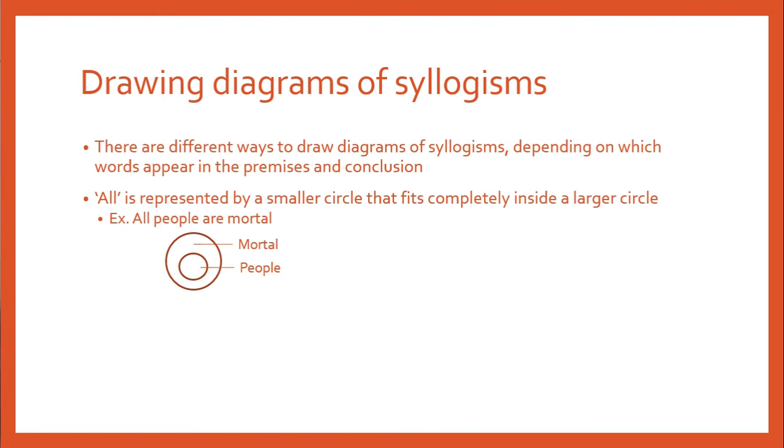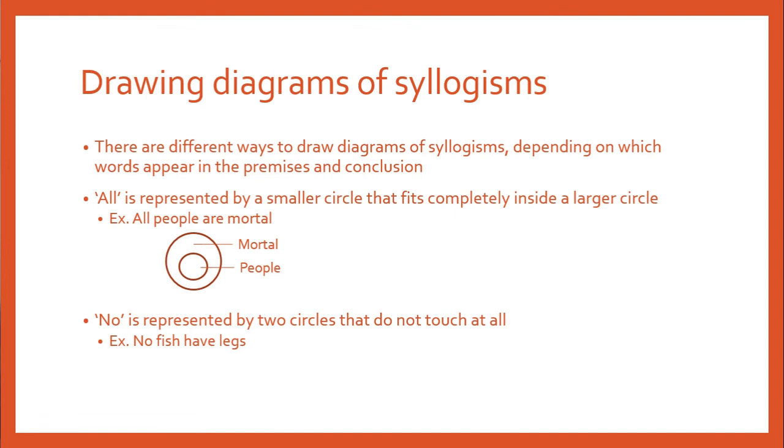So in any case where you have "all something are something," your "all" is going to be the smaller circle. So if you had "all computers are electronic devices," your small circle would say computers, and your larger circle would say electronic devices.